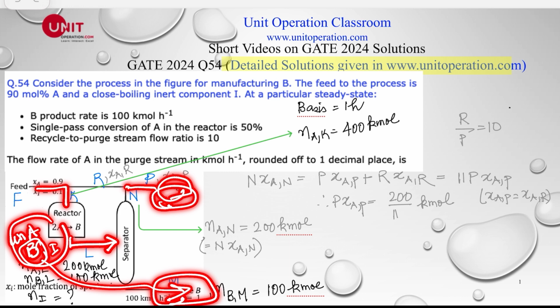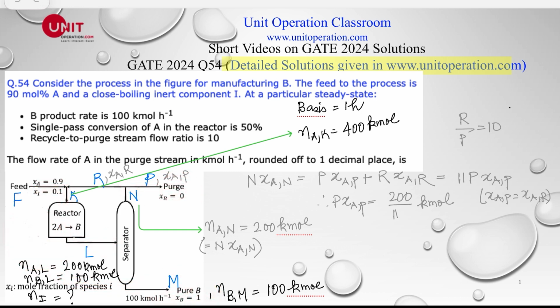Now, since this is a splitting stream, the composition of the N stream must be the same as the composition of the P stream, which must be the same as the composition of the R stream. Since there is no B in the purge stream, that means there is no B in the stream coming out from the separator, and there is no B in the recycle to the reactor.